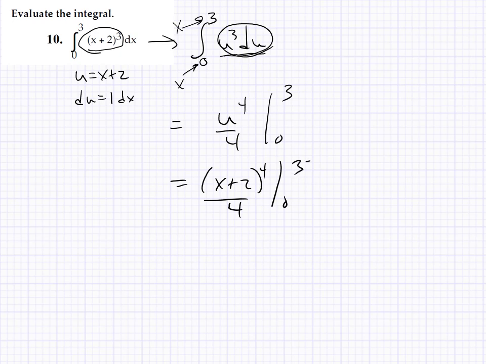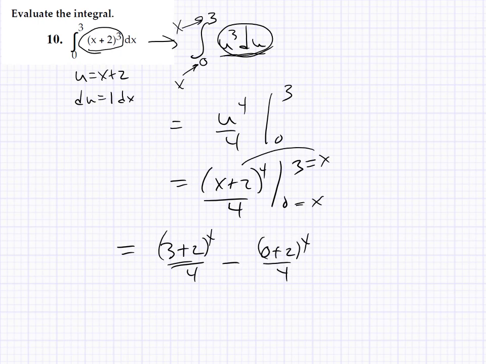Now that I'm back to x, and remember, these were x values from the start, now I can plug them in. So I'm going to say 3 plus 2 to the 4th over 4 minus 0 plus 2 to the 4th over 4. And so what I end up with is 5 to the 4th, which would be 625 over 4, minus 2 to the 4th, which would be 16 over 4. So what's that going to be? That's going to be 609 over 4.